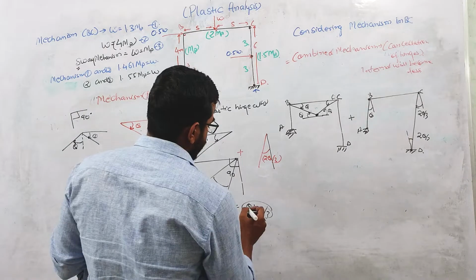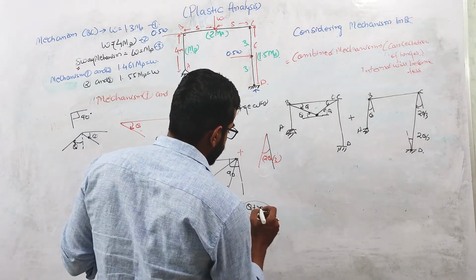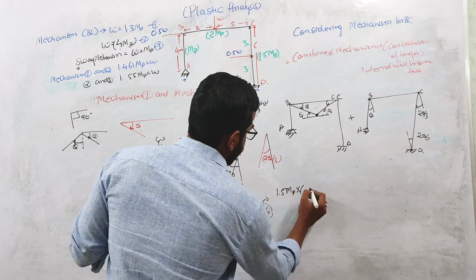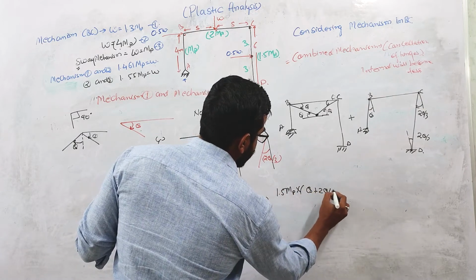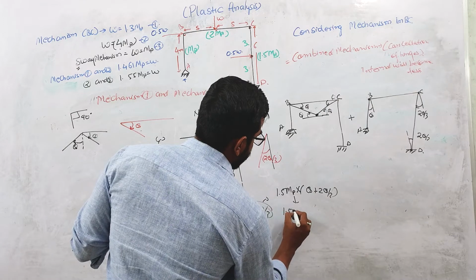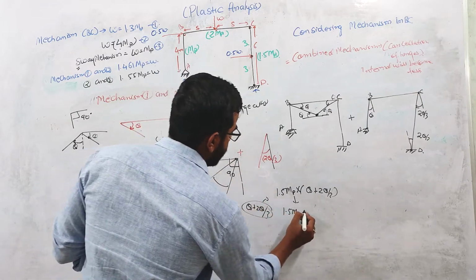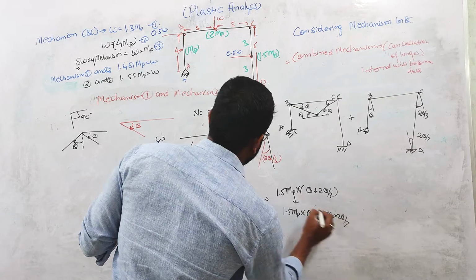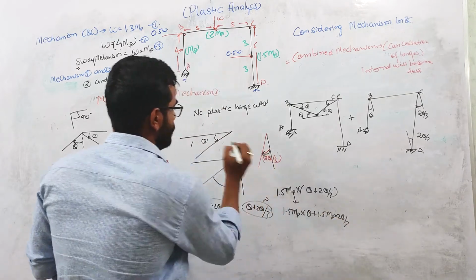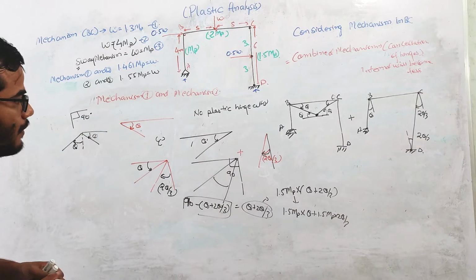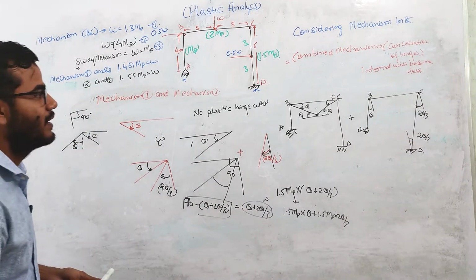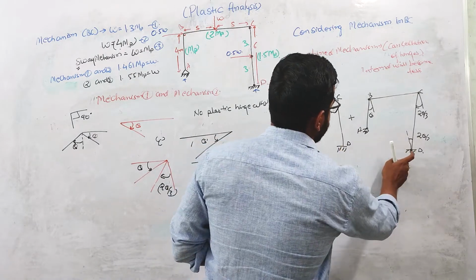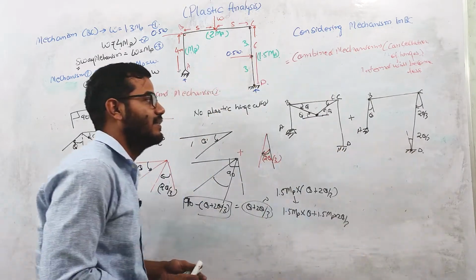While writing the internal virtual work done, I can directly write 1.5 MP into this change in angle, theta plus 2 theta by 3. Or separately, I can write 1.5 MP into theta plus 1.5 MP into 2 theta by 3. So a plastic hinge will be there at C. At D there will also be a plastic hinge, because at this point there is no plastic hinge. So if you combine these 2 points, a plastic hinge will be there.